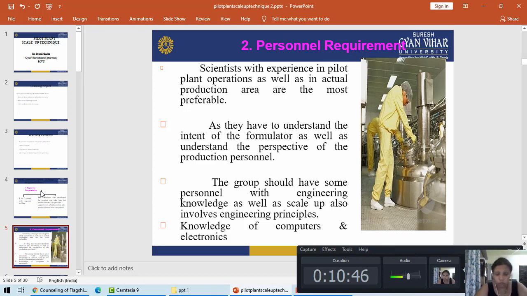The persons involved in the pilot plant scale up should be skilled and well experienced. Now the group should also have some personnel with engineering knowledge, as scale up involves engineering principles. Knowledge of computers and electronics is also needed.